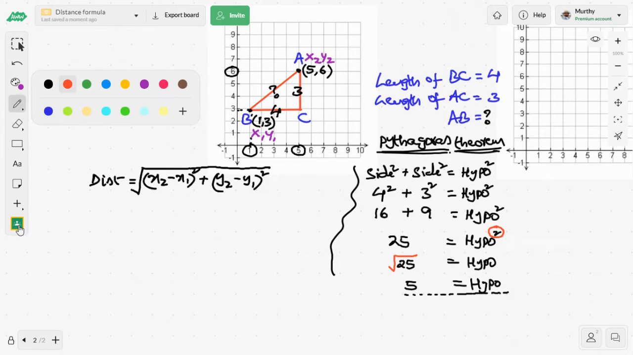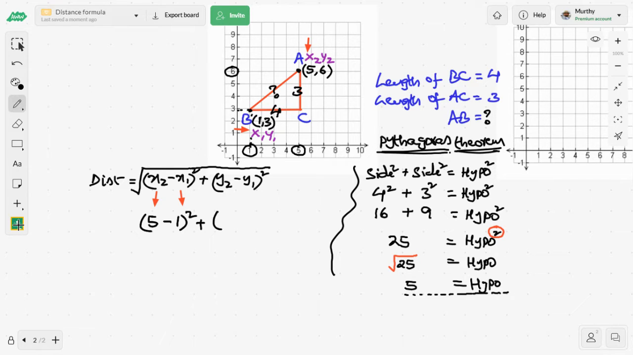According to the formula, please notice that if I take x2 subtract x1, you see that x2 is here, which is 5. X1, you see that it is 1, right? So let me plug in these values. X2 is 5 subtract x1 is 1, square, plus what is y2? You can see that it is 6 units here, subtract y1, that is 3 units. So y1 is 3 square. Don't forget to keep the square root of this one.